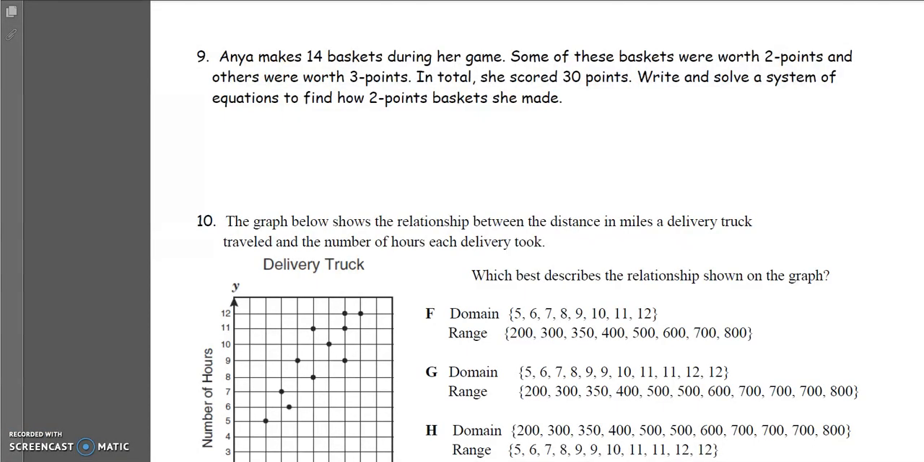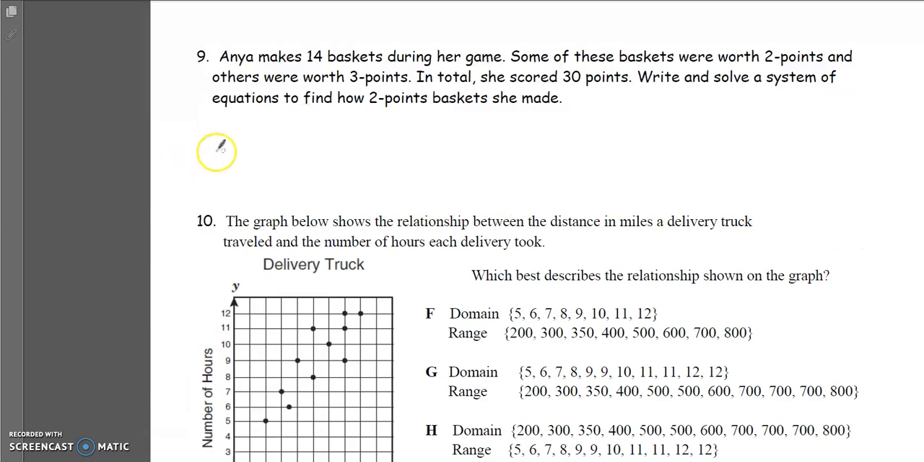Okay, number 9 says Anaya makes 14 baskets during her game. Some of these baskets were worth 2 points and others were worth 3 points. In total, she scored 30 points. Write and solve a system of equations to find how many 2-point baskets she made.